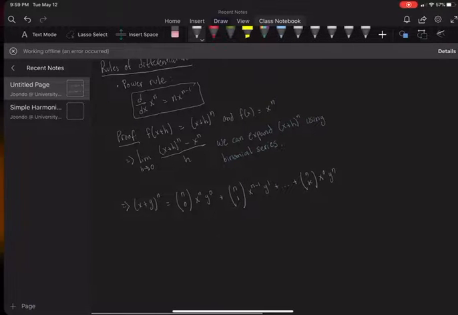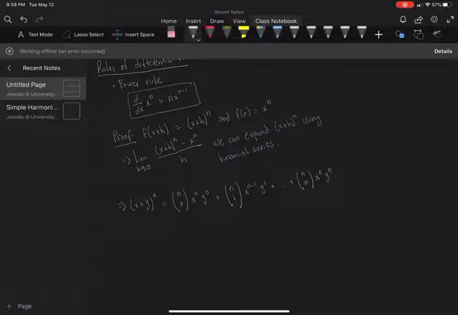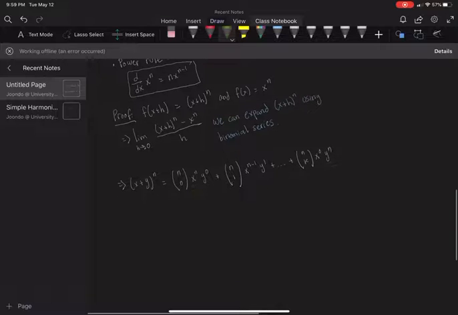So we start with x to the n, and then we end with y to the n. And we can see that n choose k here is equal to n factorial all over n minus k factorial times k factorial.